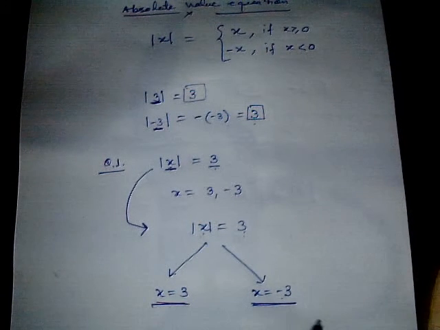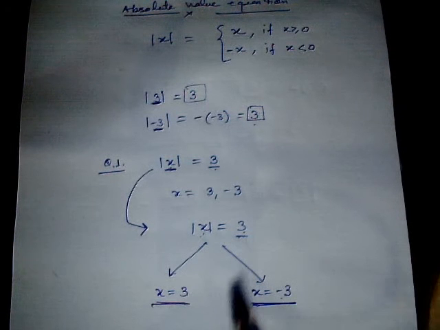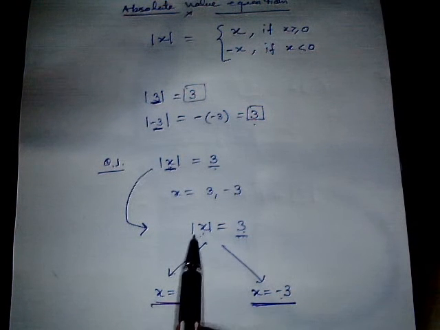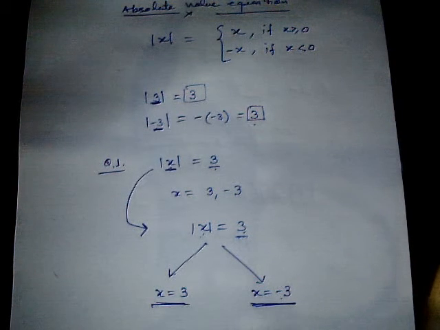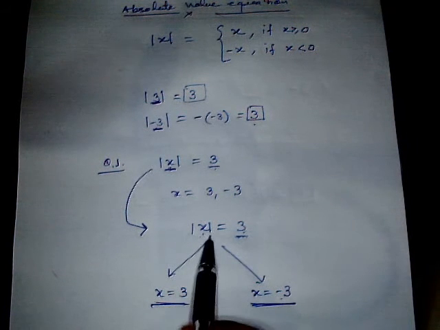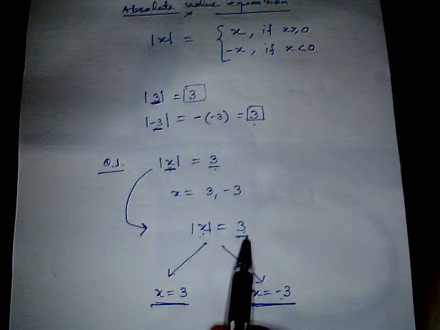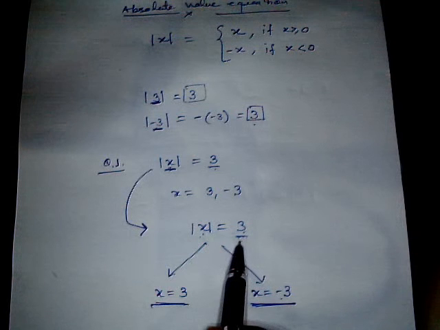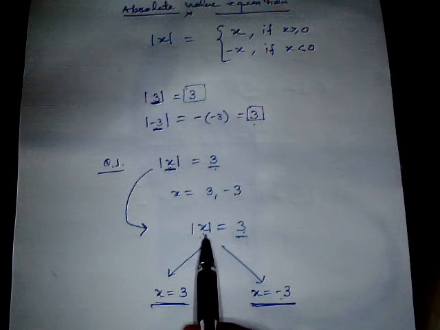So how do we solve an absolute value equation? If modulus of x equals 3 is given, whenever you remove these vertical lines, the quantity on this side should always be positive. If it is negative, then the absolute doesn't exist, because absolute never gives you a negative value. It always gives you a positive value because it is a distance from 0.